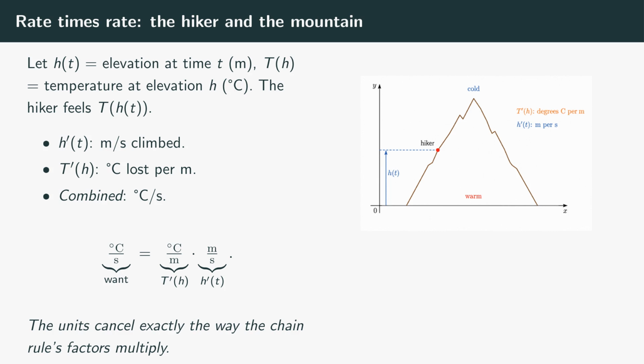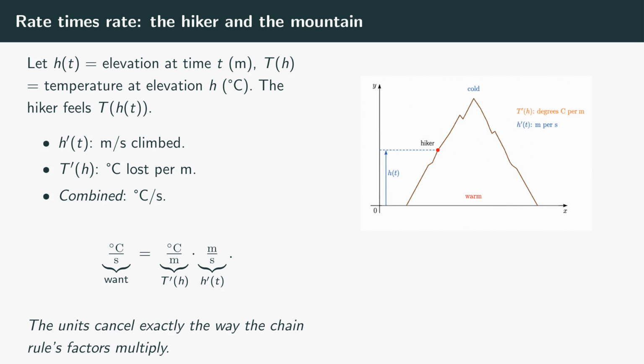2 rates combine. The hiker is gaining h prime of t meters per second, the mountain is losing T prime of h degrees per meter. Multiply the rates. Meters per second times degrees per meter, the meters cancel, the seconds remain in the denominator, and you're left with degrees per second. The dimensional analysis forces the answer.